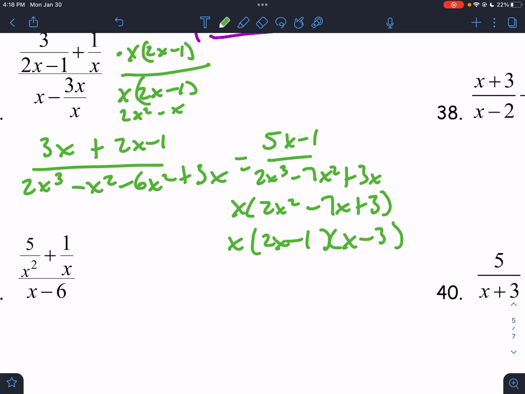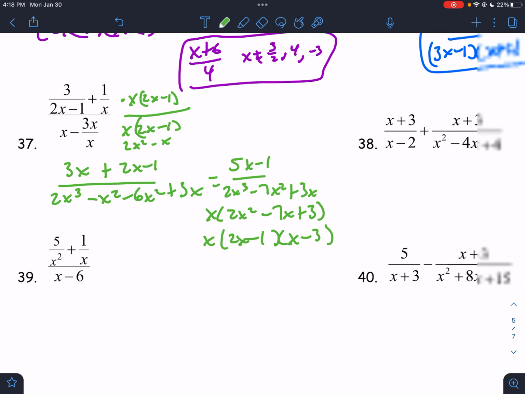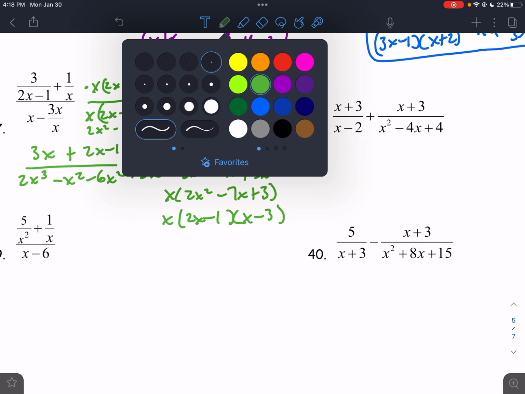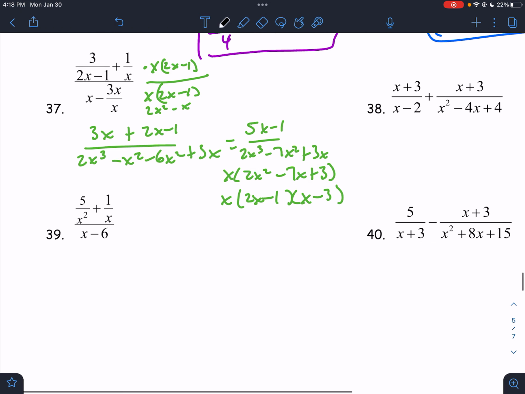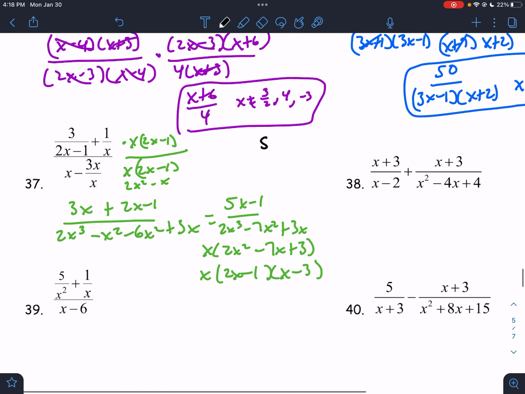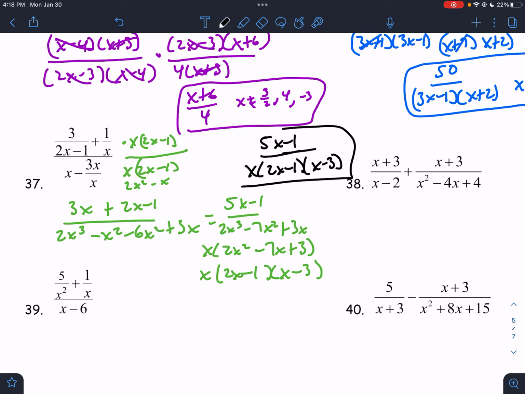So I don't see anything else that I can do there. I'm kind of running out of space, so I'm going to bring it all home right here. It's going to be 5x minus 1 on top, x times 2x minus 1 times x minus 3 on bottom.